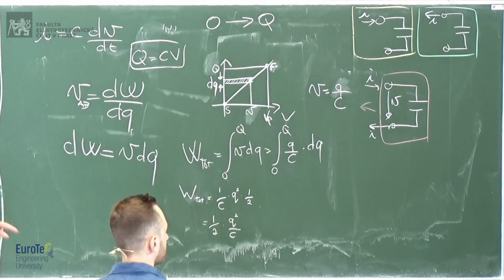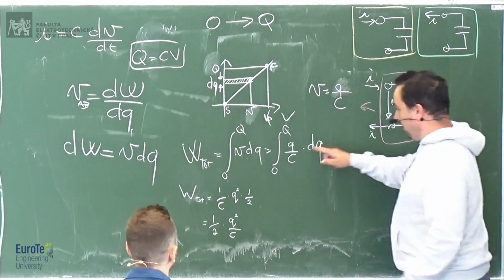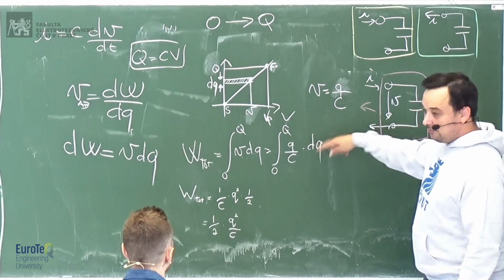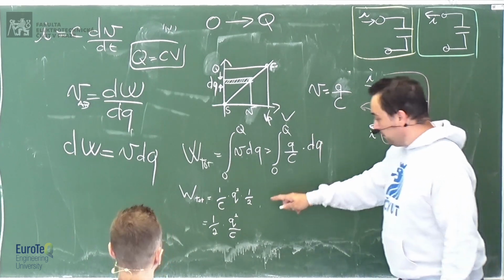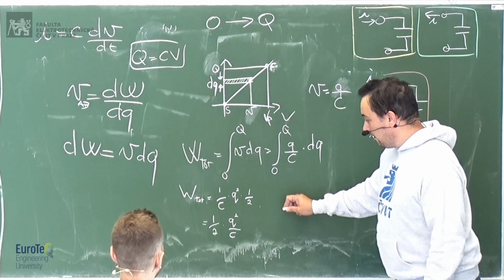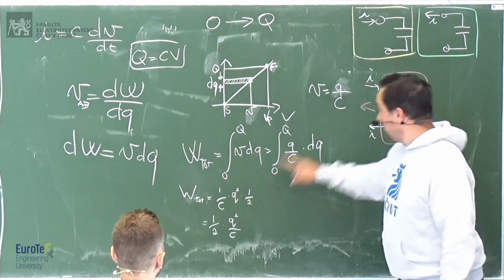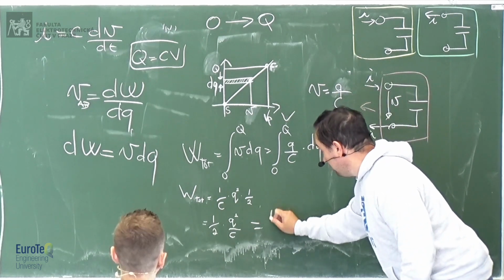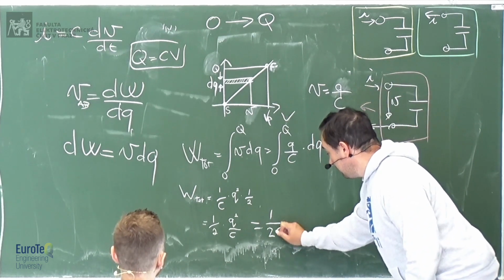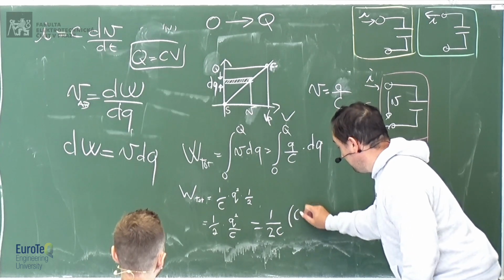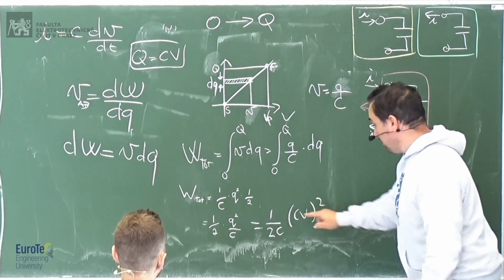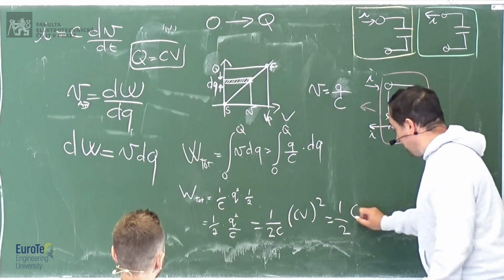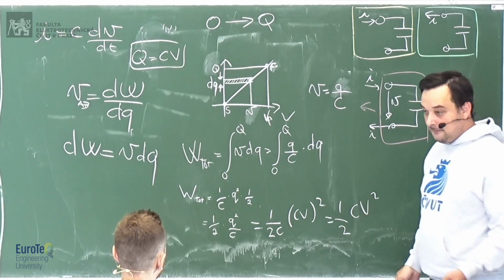Okay. So, here you have 1 over half Q squared. Q squared minus 0, so Q squared. Now you know that Q is CV, okay? So you can even write it as 1 over 2, Q squared over C, which is CV squared. So one C cancels. So you have 1 half over C, CV squared. Okay, that's the same thing.